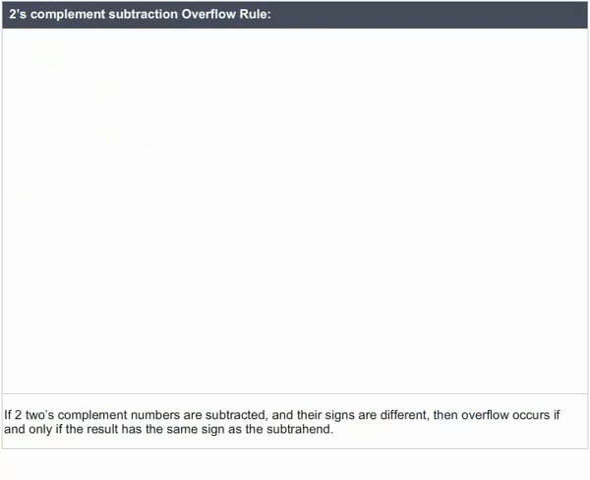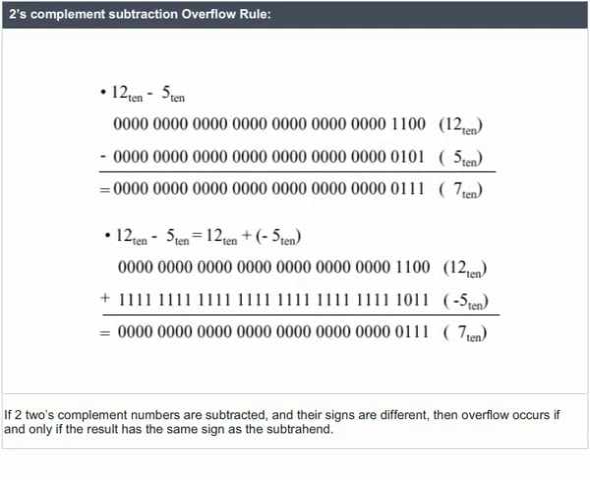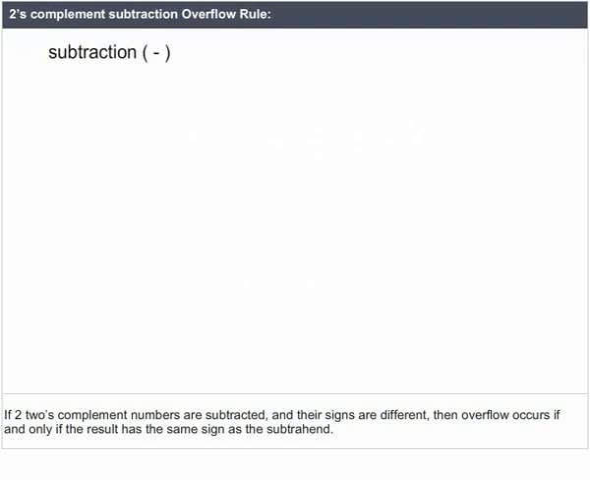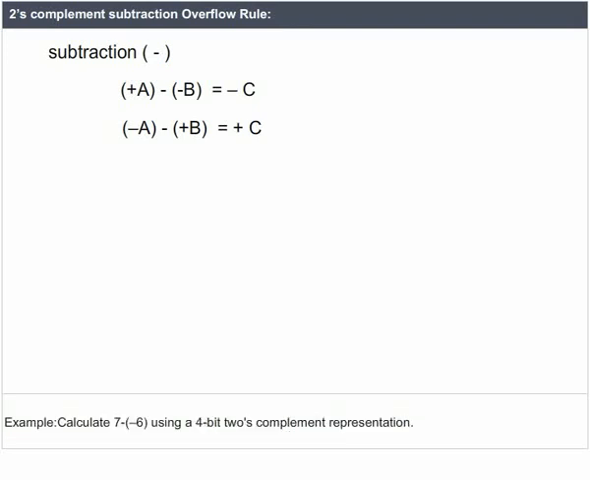2's complement subtraction overflow rule. If two 2's complement numbers are subtracted and their signs are different, then overflow occurs if and only if the result has the same sign as the subtrahend. Plus A minus minus B equals minus C, or minus A minus plus B equals plus C. Example: calculate 7 minus minus 6 using a 4-bit 2's complement representation.